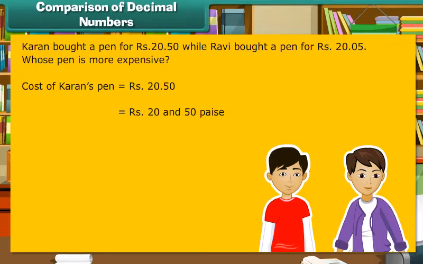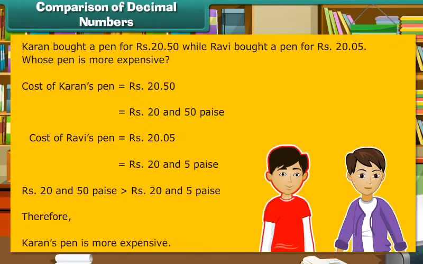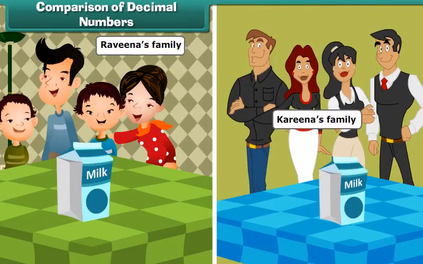That is equal to rupees 20 and 50 paise. Cost of Ravi's pen is equal to rupees 20.05. That is equal to rupees 20 and 5 paise. Rupees 20 and 50 paise is greater than rupees 20 and 5 paise. Therefore, Karan's pen is more expensive. Let us look at one more problem.